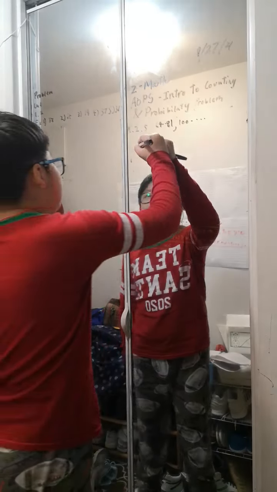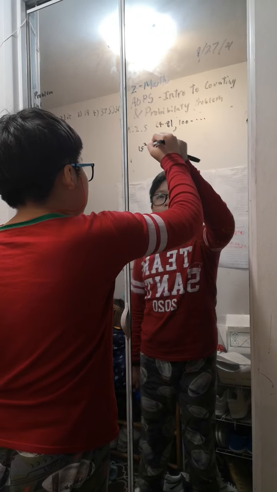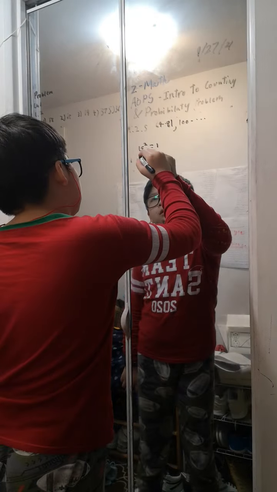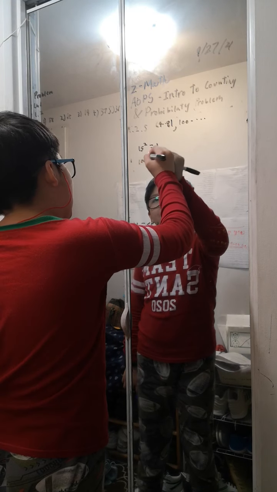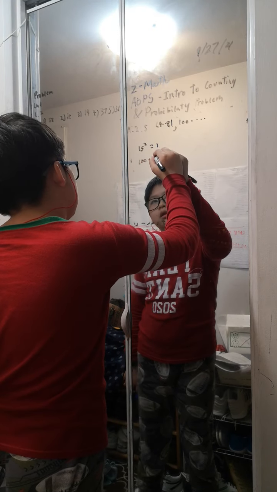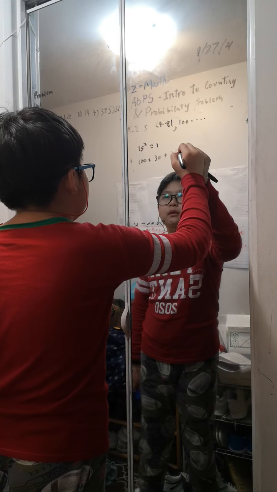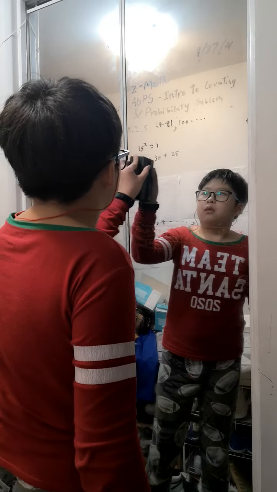We know that 15 squared equals 100 plus 30 plus 25.